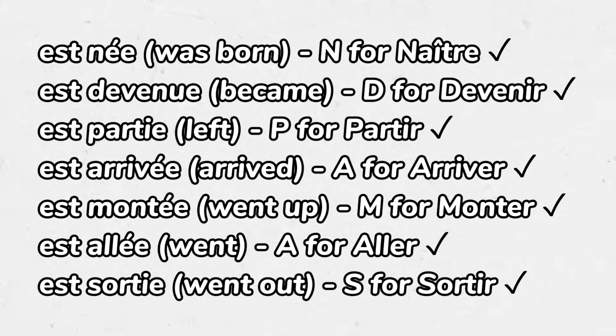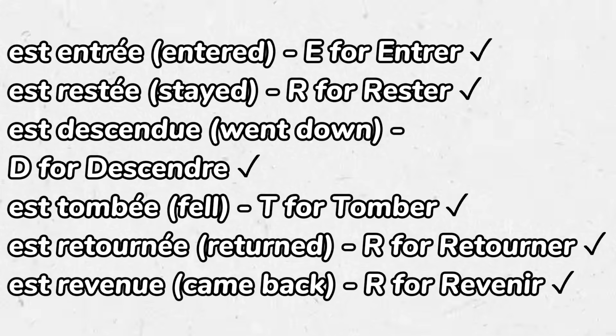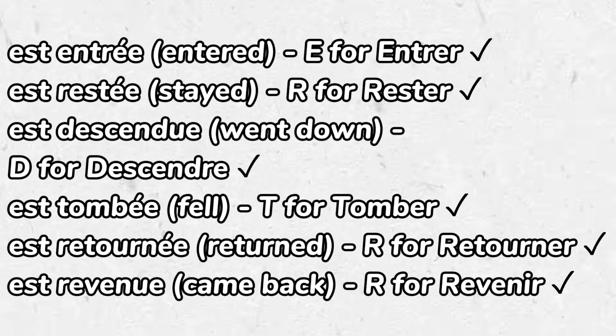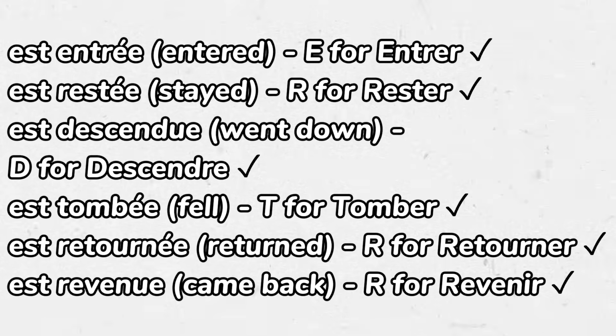Est entrée, E for what? Entrer. Est restée, that stayed, R for rester. Est descendue, which is went down, D for descendre. Elle est tombée, which is T for tomber. Est retournée, which is R for retourner. And est revenue, which is R for revenir, to come back. That is 13 être verbs in one short story.